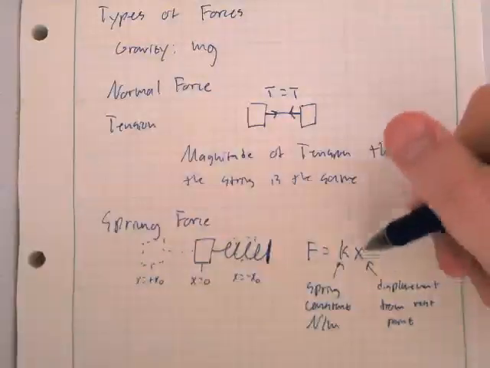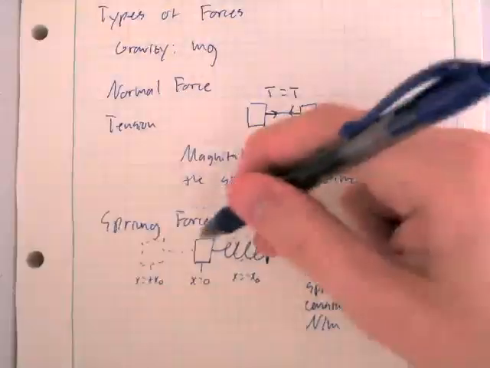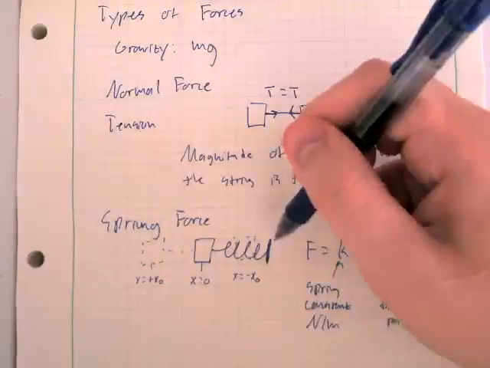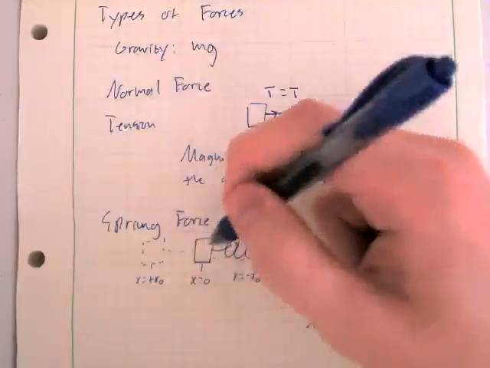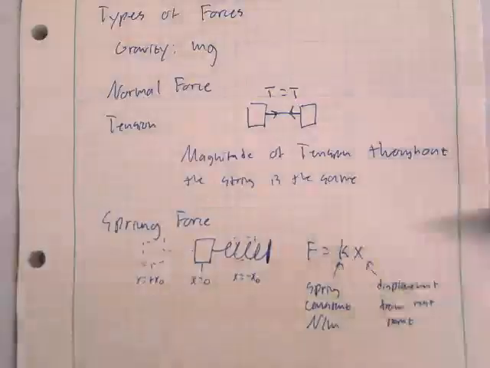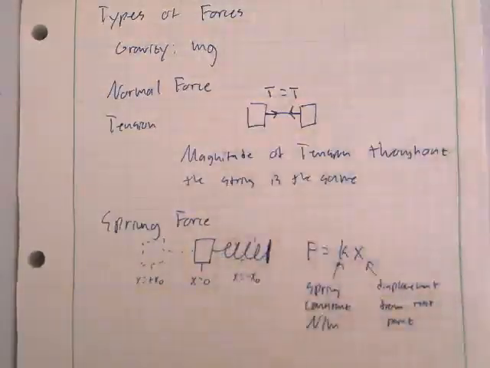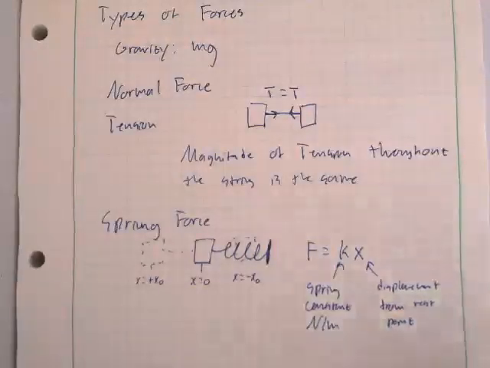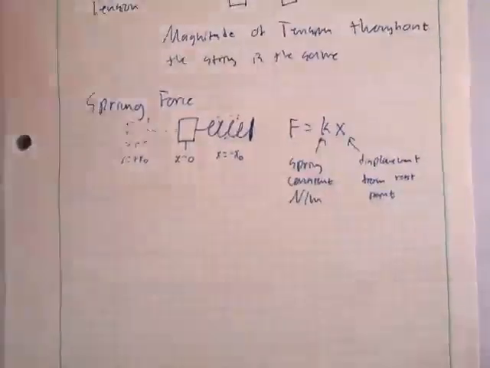And it's always in the opposite direction of this displacement. If the displacement is negative, the spring force is positive. If the displacement is positive, the spring force is negative. It's always going to be in the other direction. So this is just the magnitude of it. If you want to know what the direction is, you can just look if the spring is being compressed or stretched.